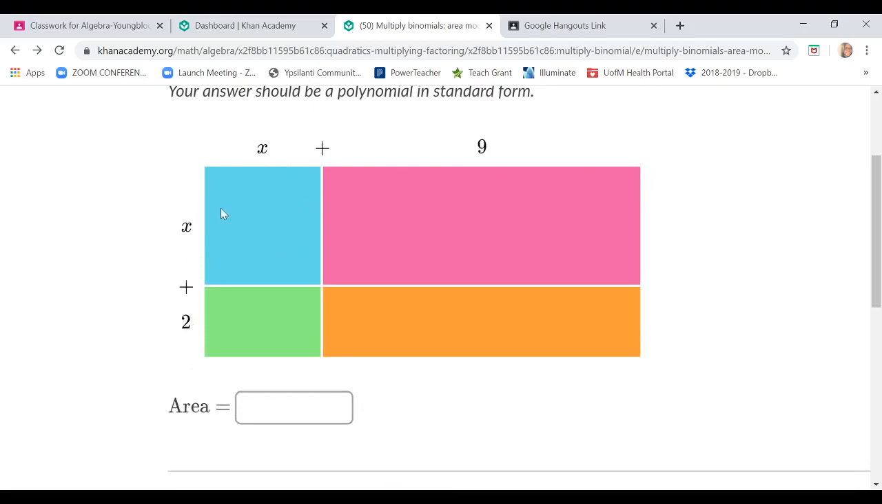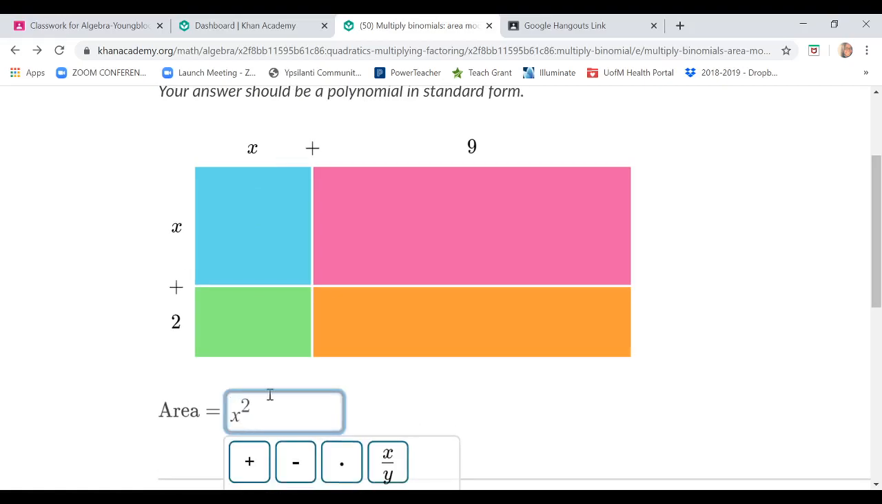This area here is x times x, which is going to get us x squared. This area here is 9 times x, so that's going to get us 9x. This area here is 2 times x, so that's going to get us 2x. And this area here is 2 times 9, so that's going to get us 18.